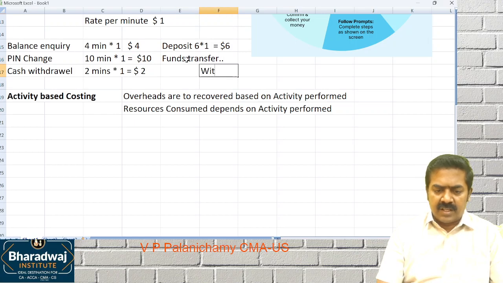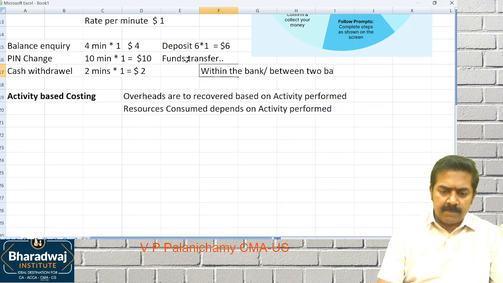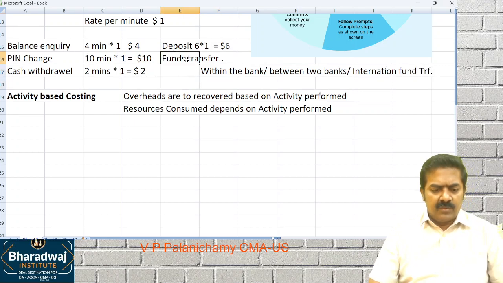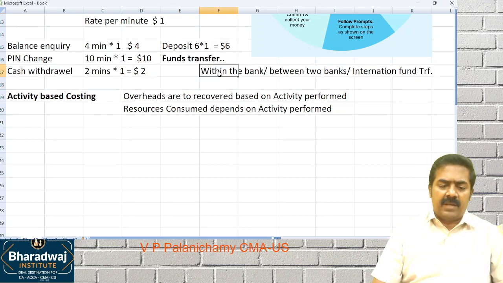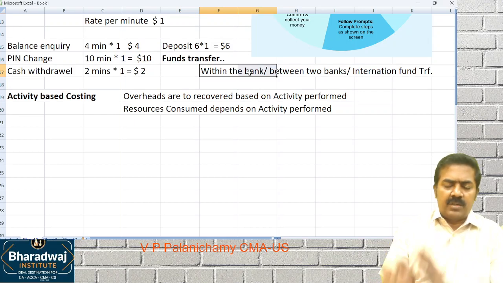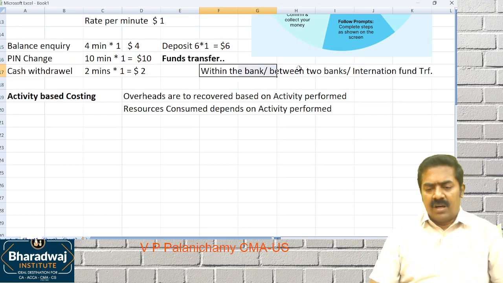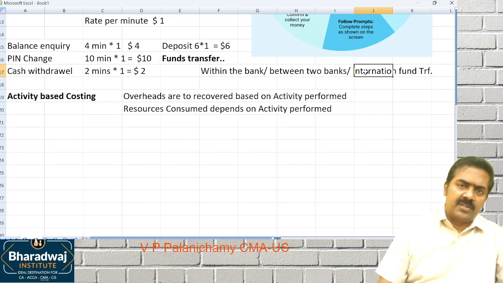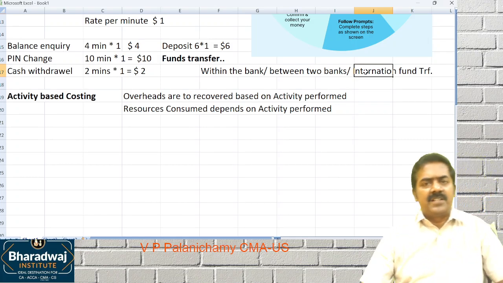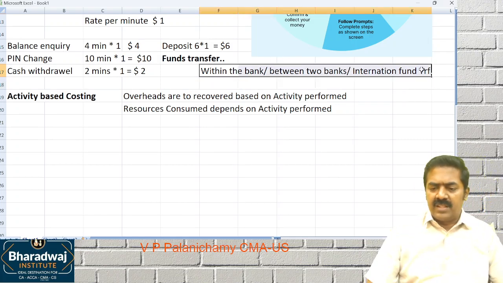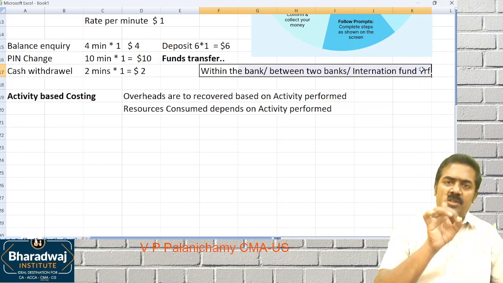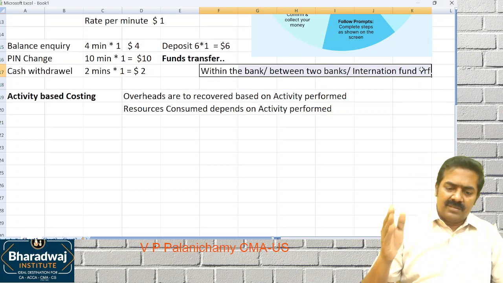For example, a person does a funds transfer. The fund transfer can be within the bank, between two banks, or an international fund transfer. Let us assume fund transfers take approximately the same time, and every transaction takes 5 minutes. Can you charge for everything at the same rate, 5 minutes into $1, $5?